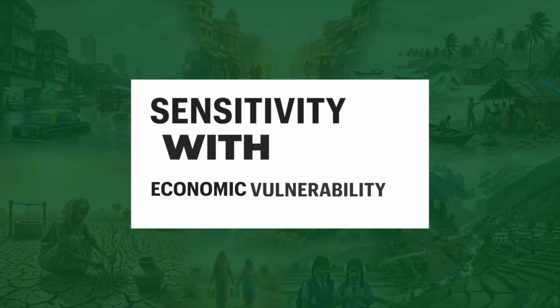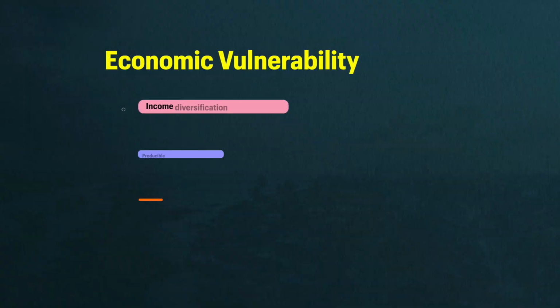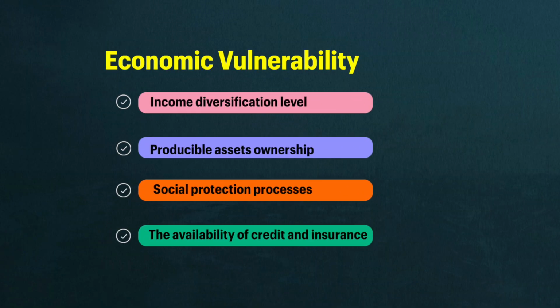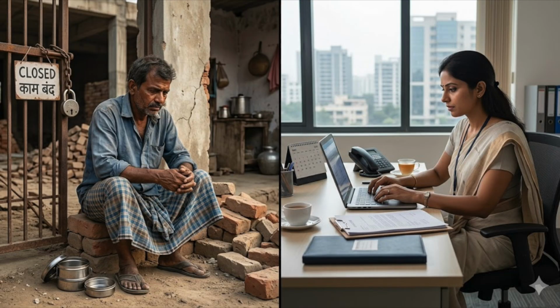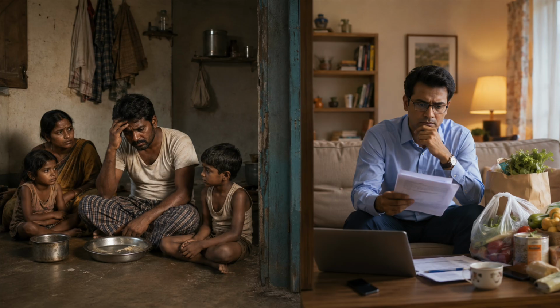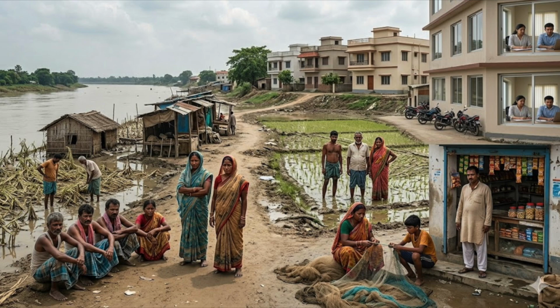Now, let me explain to you the concept of sensitivity in economic vulnerability. Sensitivity in economic vulnerability is contingent upon income diversification level, productive asset ownership, social protection processes, and the availability of credit and insurance. A daily wage worker who is rendered jobless for 1 week could go hungry, and yet a worker on a salary could be intact financially. Therefore, there are differences in economic sensitivity between social groups.